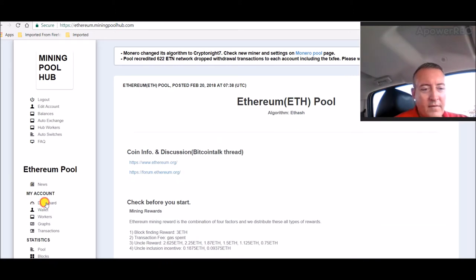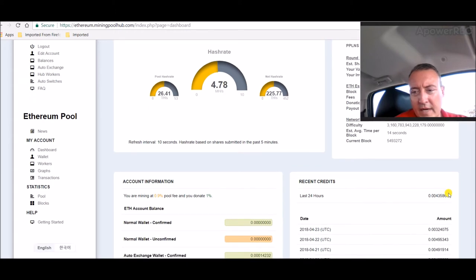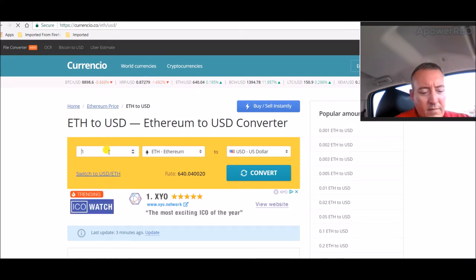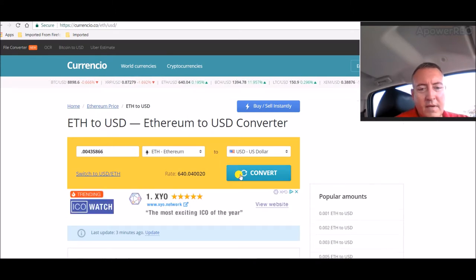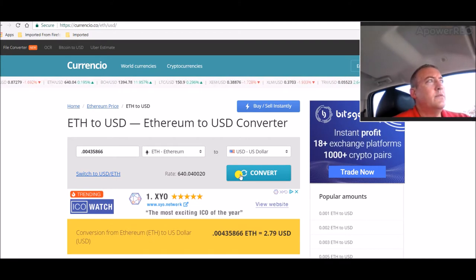Let's check out the Currencio value for my 48-hour. This has dropped. I will tell you why it's dropped here in a little bit, but let's check out what that value is. Had a bit of an issue with my AMD rig over the weekend. $2.79, so that's about 20 something cents off last week.